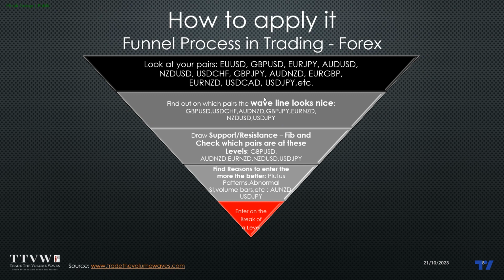Next, for these 7, we start drawing support, resistance, and Fibonacci levels to look at which of these pairs are at these levels, because we're not going to trade just anywhere. We need to be at the price location. So let's say that we figure out that out of these 7 pairs, 5 are at these levels. So we are drawing these levels, and we are figuring out that these are the levels.